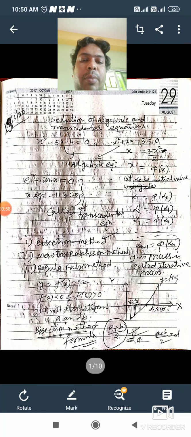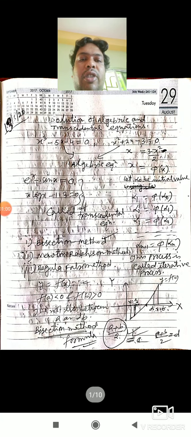Now x square plus 2x minus 3 equal to 0. So we write x equal to (3 minus x square) by 2. So we write it as x equal to phi of x. Let alpha 0 be the initial value. So alpha 1 equal to phi of alpha 0, alpha 2 equal to phi of alpha 1, alpha 3 equal to phi of alpha 2, dot dot dot, alpha n plus 1 equal to phi of alpha n. This process is called the iterative process.